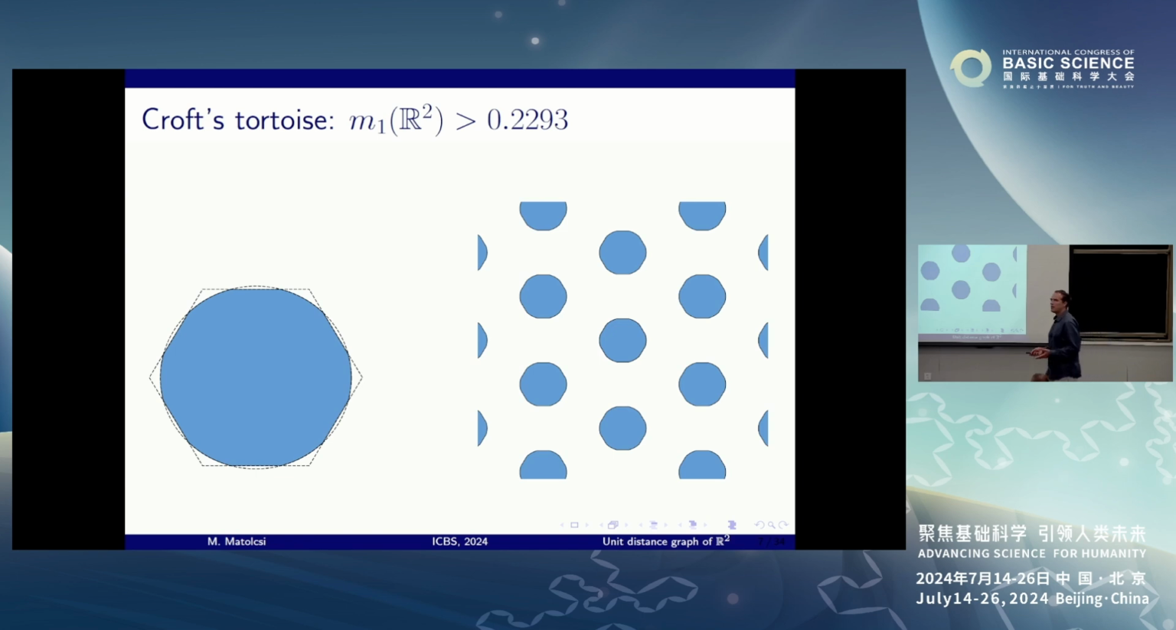And you can analyze it numerically. To a certain extent it can be done analytically, but finding where the derivative is 0, when you really hit the optimum, is not a closed expression. It's just a numerical calculation. And then it turns out that if you do it optimally, you can reach the density of basically 23%, a little bit less, 22.93%. And that's the best construction so far.